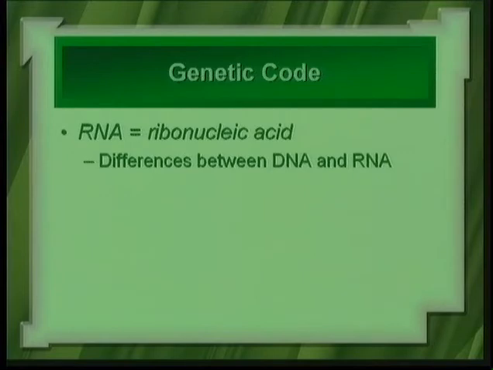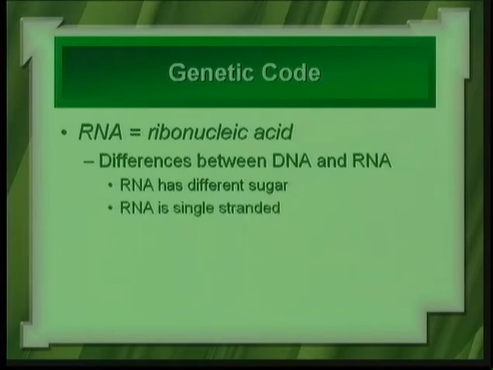There are 4 differences that I can think of. For one thing, RNA has a different sugar. Deoxyribonucleic acid has a deoxyribose sugar. RNA has a ribose sugar. There's a little bit of a difference. You don't really have to know specifically what the difference is. It's just that in DNA the sugar is missing an OH. It doesn't have the OH, whereas a ribonucleic acid sugar does.